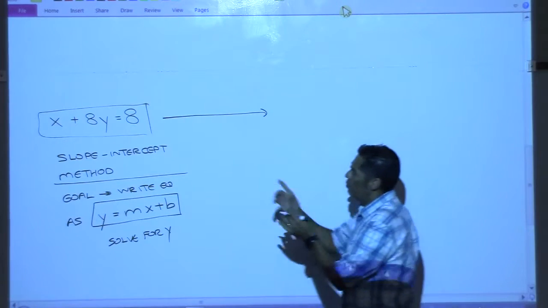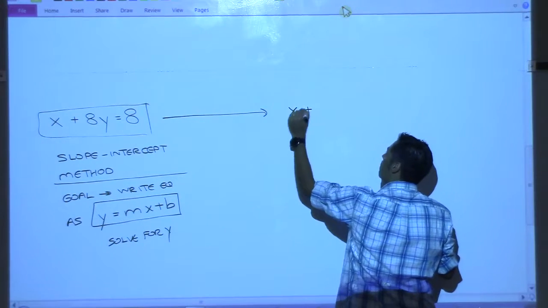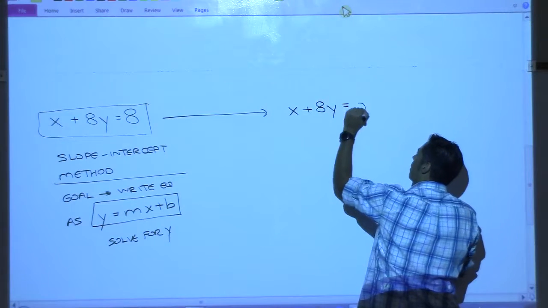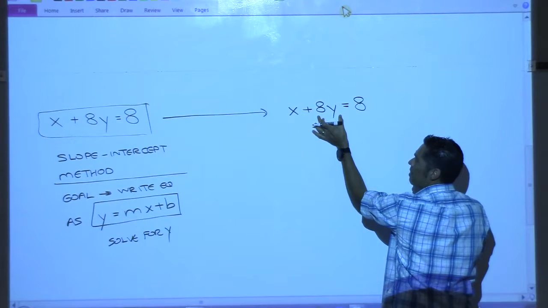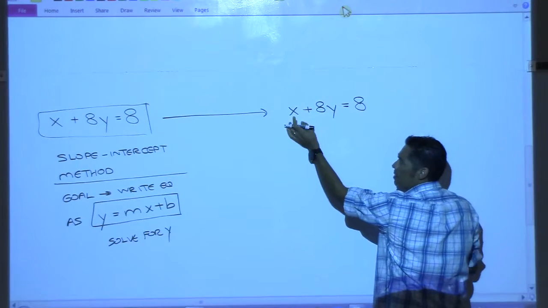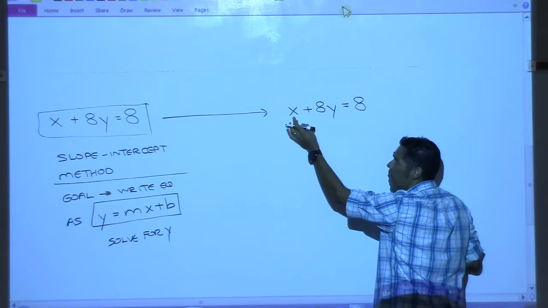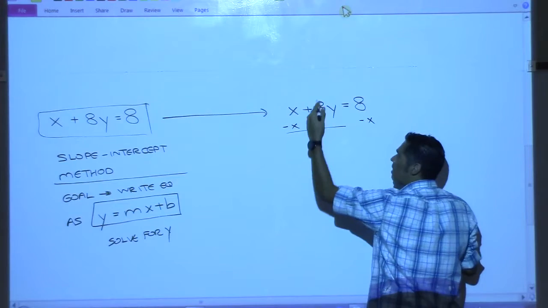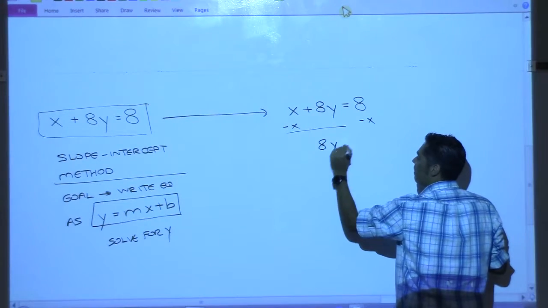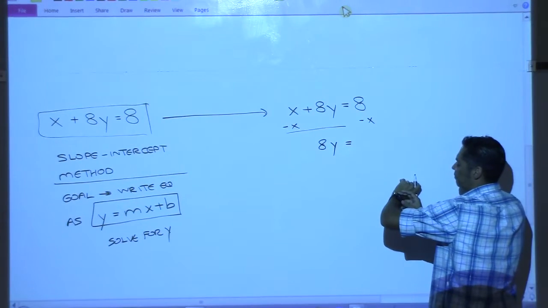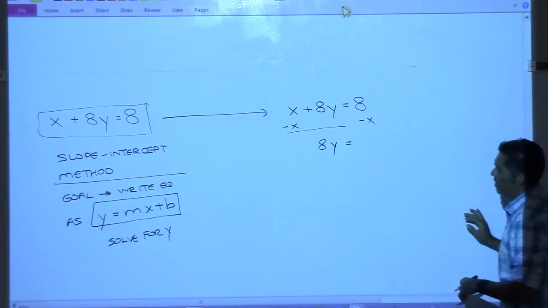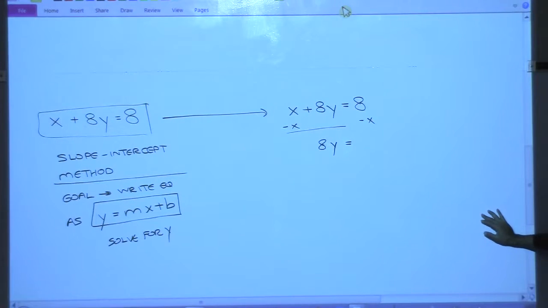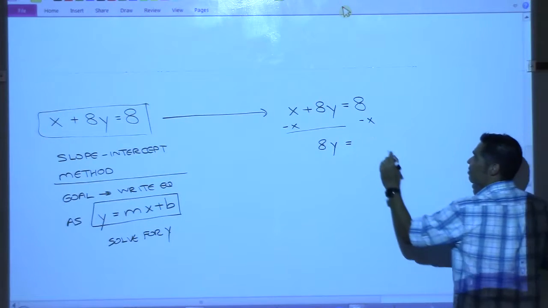So if I ask you to get y by itself on one side of the equation, what would be the first thing that you would do? We get rid of the x over here, right? So we subtract x from both sides. So I subtract x here, I subtract x here. Over here it goes away, we get 8y. And then on this side, what's 8 take away x? Well, we don't know what x is, right? So we can't, it's just 8 take away x. So I'm going to write that this way.